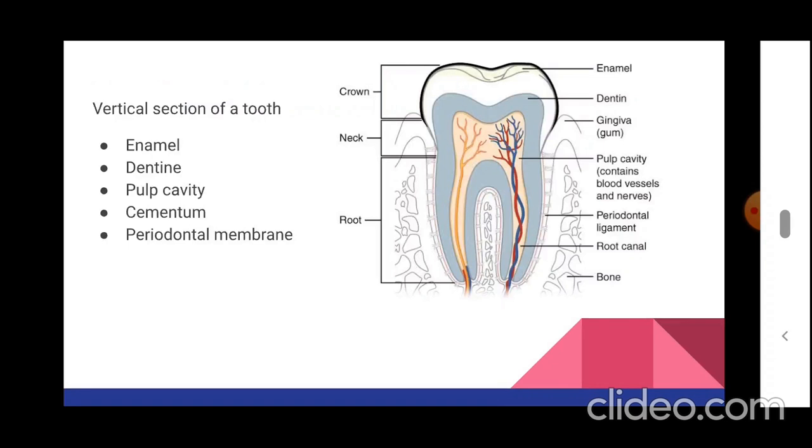So this is a vertical section of a tooth. When we take the vertical section of a tooth, there are 5 main parts to be discussed, that is enamel, dentin, pulp cavity, cementum, periodontal membrane. Periodontal membrane is also known as periodontal ligament. So in this structure you can see the enamel, which is the outer portion of the crown region.